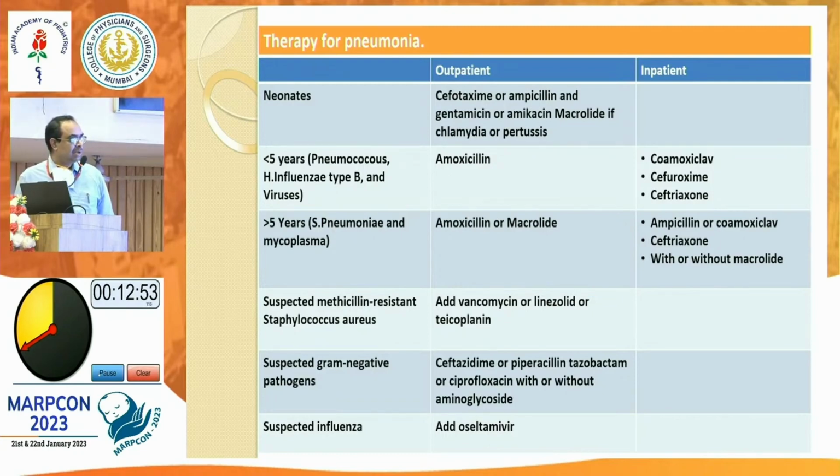Then if you have MRSA in suspicion, at that time you can add on vancomycin, linezolid or teicoplanin. If you are suspecting a gram-negative infection in an immunocompromised child or somebody who is in the ICU for a long time, then beta-lactam, beta-lactamase inhibitors with an aminoglycoside, or you can go for fluoroquinolones. And when you are suspecting influenza, that is the only antiviral you can use, Tamiflu.